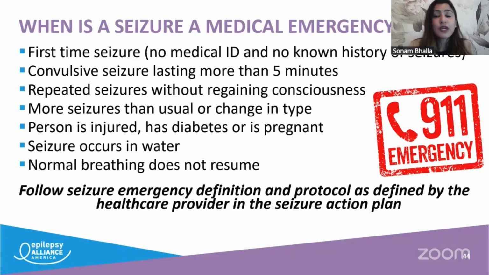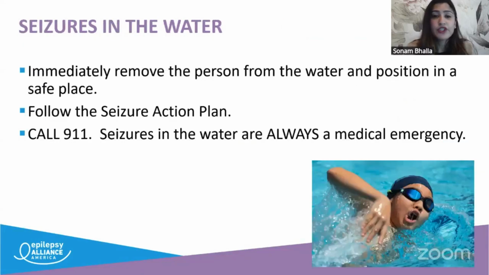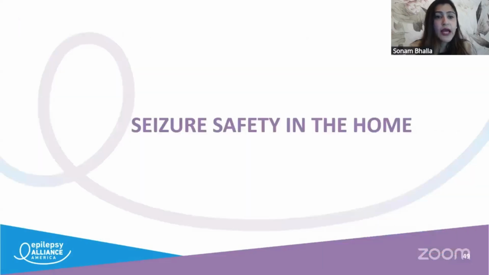If you have seizure clusters where you're having repeated seizures without regaining your consciousness, or if you're having multiple seizures in an hour or seizures have changed, it could be an emergency. If somebody is pregnant, it could be an emergency, or has diabetes, it could be from hypoglycemia that needs to be corrected. Otherwise, there's risk for permanent brain damage. And of course, if it is in water, you need to really think of it as an emergency. Pull the patient out of the water, reposition in a safe place. If they're not breathing again, not coming back to themselves, then you want to call 911 and follow the seizure action plan.